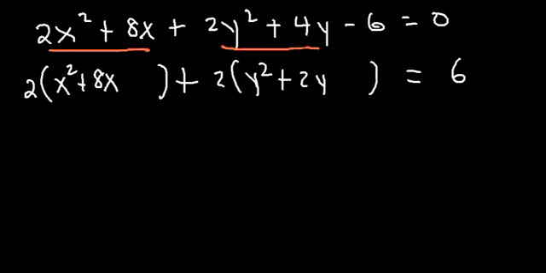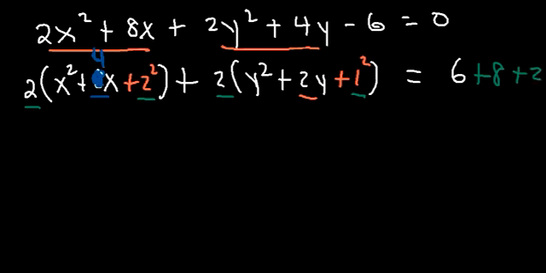Now we need to complete the square. Half, oh wait, this should be a 4, not an 8, because that took away 2. So you want to take half of 4. Half of 4 is 2, and then square it. Half of 2 is 1, and then square it. That's how you complete the square. But now notice that we added 2 squared times 2 to the left side. 2 squared is 4 times 2 is 8. So we got to add 8 to the other side as well. 1 squared times 2 is 2, so let's add 2 as well.